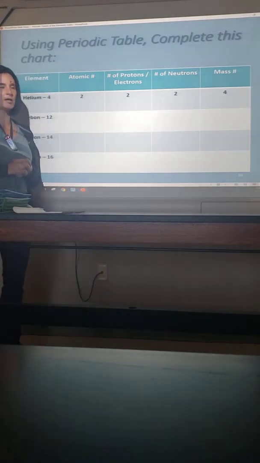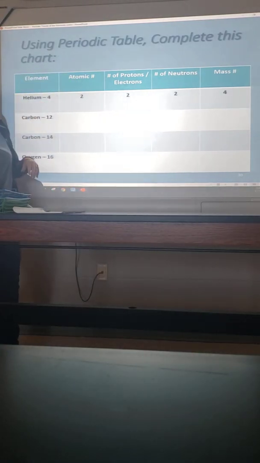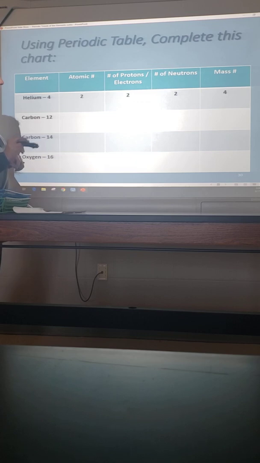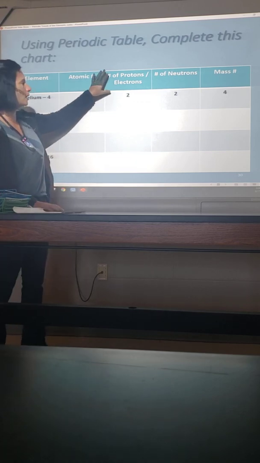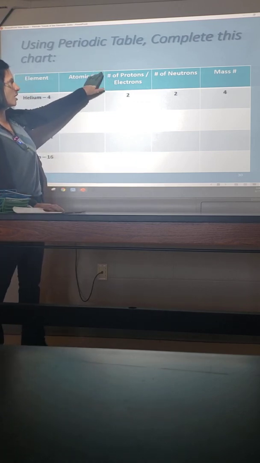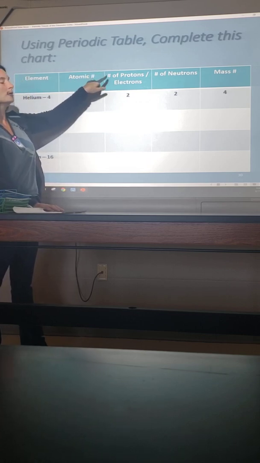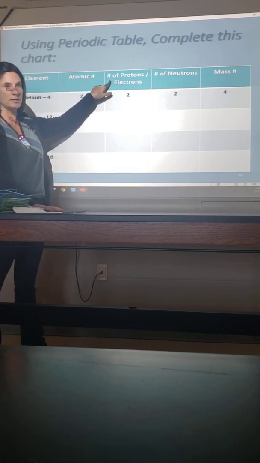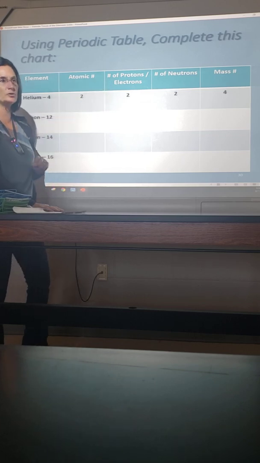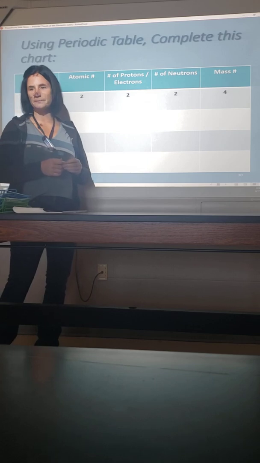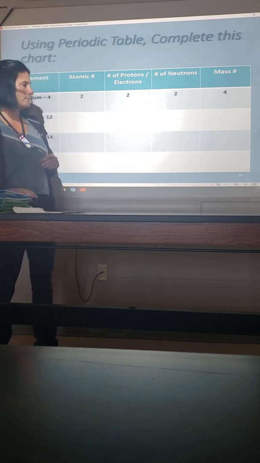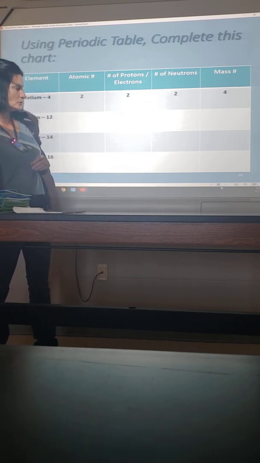Good. So I see all the periodic tables out. So if you look at this, you might want to draw on here an equal sign, because the atomic number does equal the number of protons. That's the same number. Okay, so on your notes, on your chart, you might want to do that.